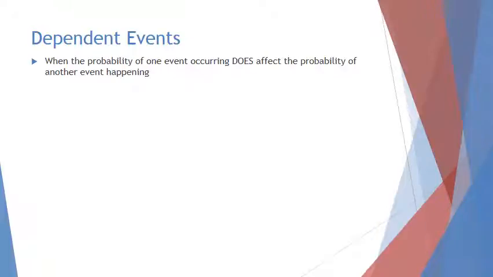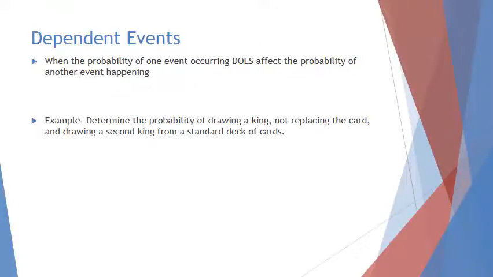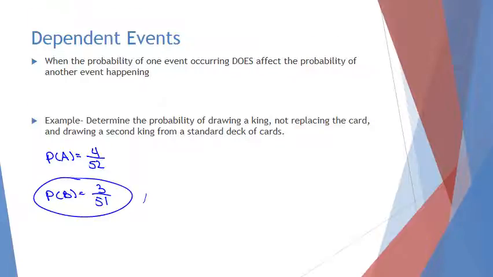Dependent events. When the probability of one event occurring does affect the probability of another event happening. So in this example, let's determine the probability of drawing a king, not replacing the card, and drawing a second king from a standard deck of cards. So the first king would be 4 out of 52 because there's 52 cards. Now we're going to keep that card out. When I go to draw the second king, now there's only 3 kings in there and there's only 51 cards total. So you can see we have a different probability than what you're used to seeing. So these would be dependent events, that first king affected the second king.